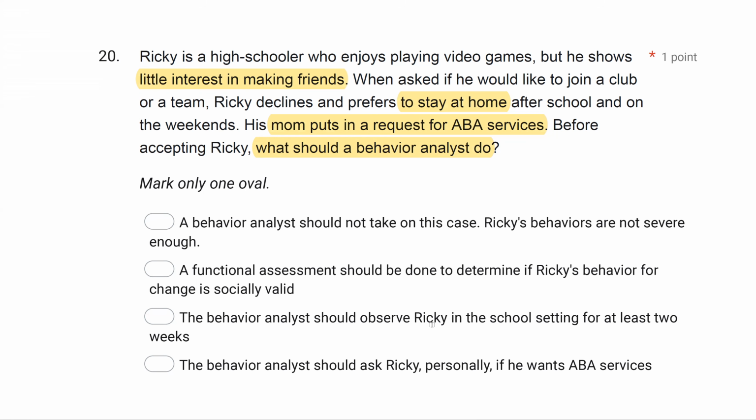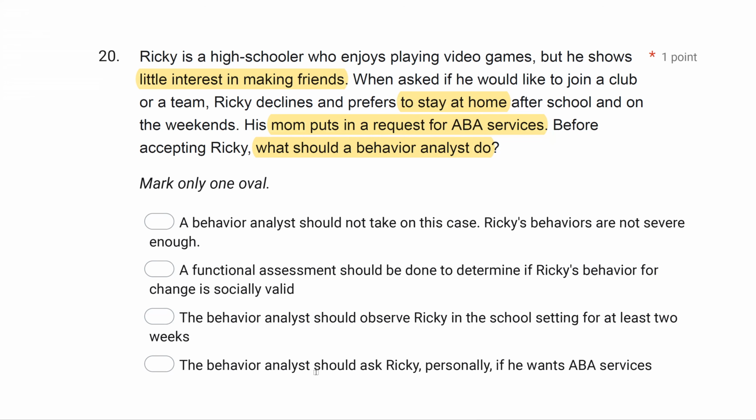C, the behavior analyst should observe Ricky in the school setting for at least 2 weeks. Well, no, he's not our client yet, and the school setting is not going to do much good. It's not really what we're focused on here, right? We're talking socially. And again, before we even get to that point, does it even matter, right? Who are we to tell Ricky what to do if otherwise it's making no difference in his life?